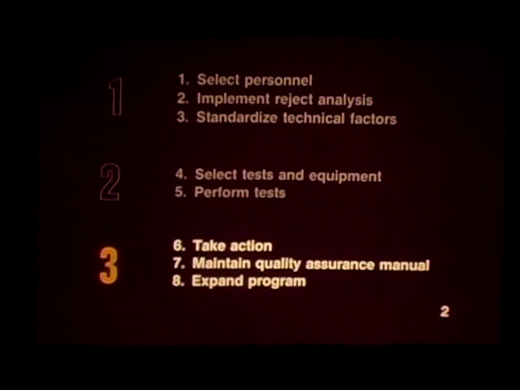Number 2. In Lesson 1, the initial 3 steps of quality assurance implementation were discussed. These included selecting personnel, defining the goals of the program, and describing the responsibilities of the program personnel; implementing a reject analysis and analyzing the results; and standardizing the technical factors. Lesson 2 covered selecting and performing quality control test measures. This lesson discusses the last 3 steps of the program.